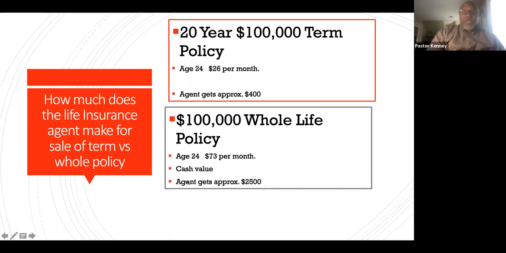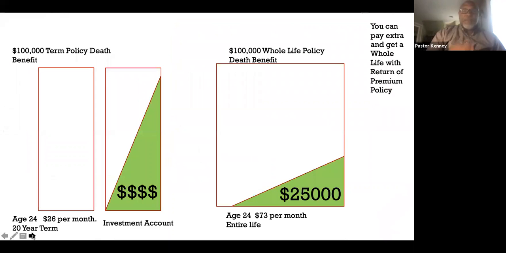So it's not a bad deal. And I was just showing you here the difference in what the agent gets, $400 versus $2,500. It's the ugly truth, but I'm sharing it with Third Baptist.